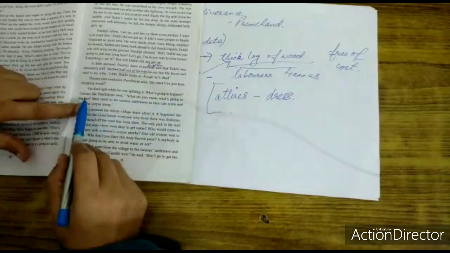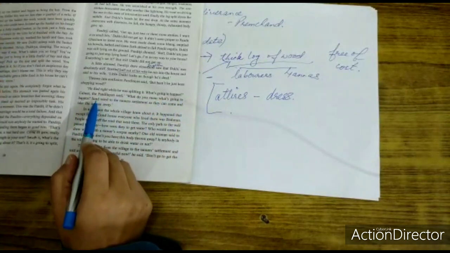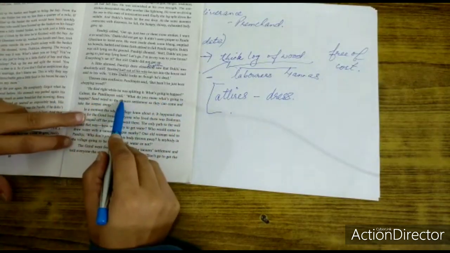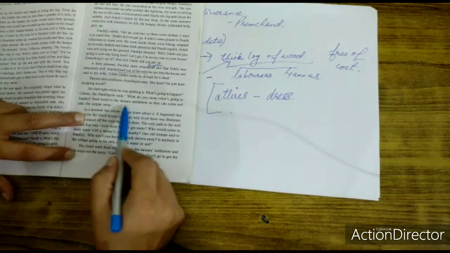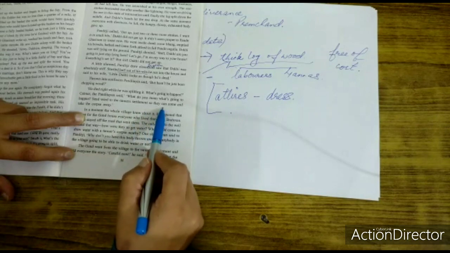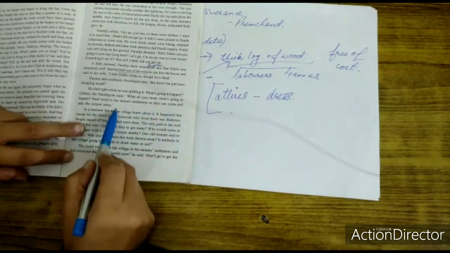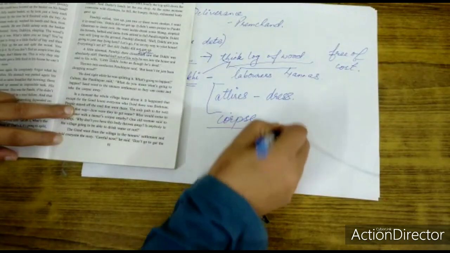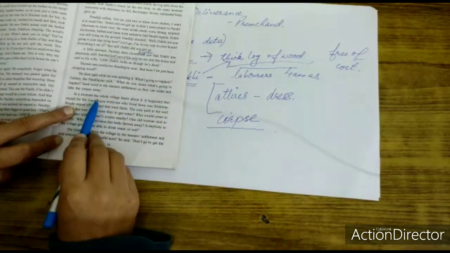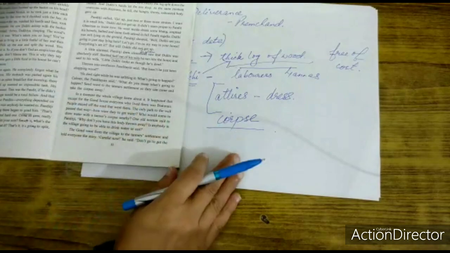"What's going to happen?" "Calmer," she says. "Cool down, just relax," the Panditine said. "What do you mean, what's going to happen?" "Send word to the tanner's settlement so that they can come and take the corpse away." Corpse is the dead body. In a moment, the whole village knew about it.